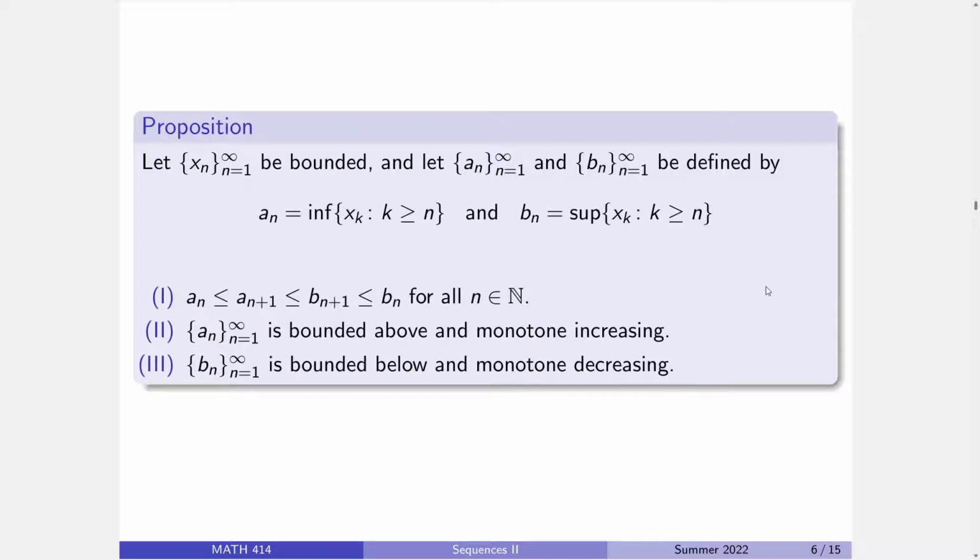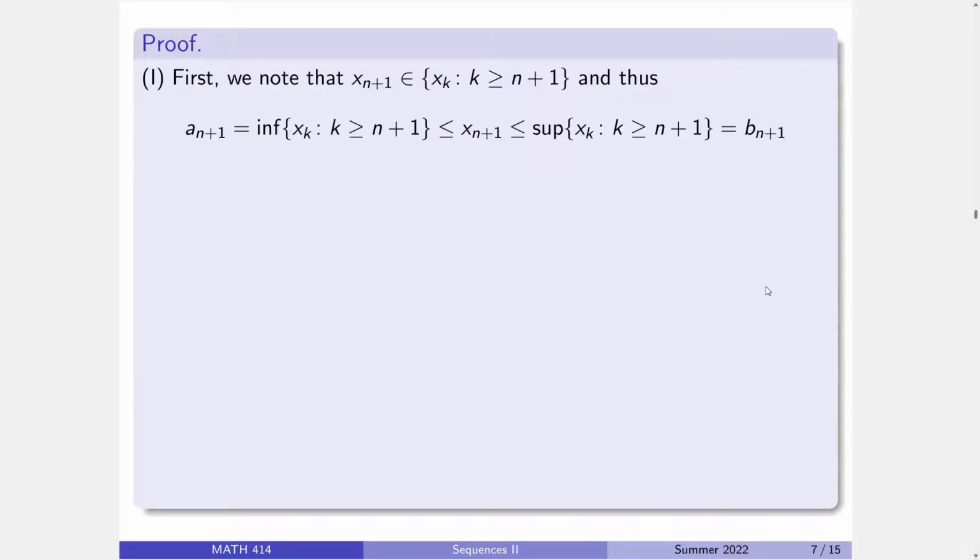Alright, well, let's get into the proof. So, like I said, kind of the tricky part here is just part 1, then part 2 and part 3 come for free. Okay, so in part 1, first we'll establish that a sub n plus 1 is less than or equal to b sub n plus 1. This is pretty easy because x sub n plus 1 needs to be in the set, and that means x sub n plus 1 is less than or equal to the sup and greater than or equal to the inf, and so a sub n plus 1 is less than or equal to b sub n plus 1.